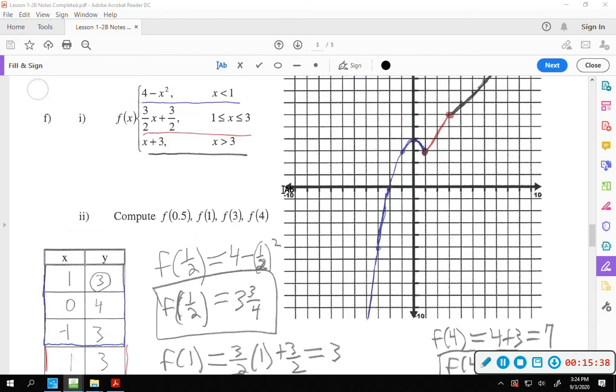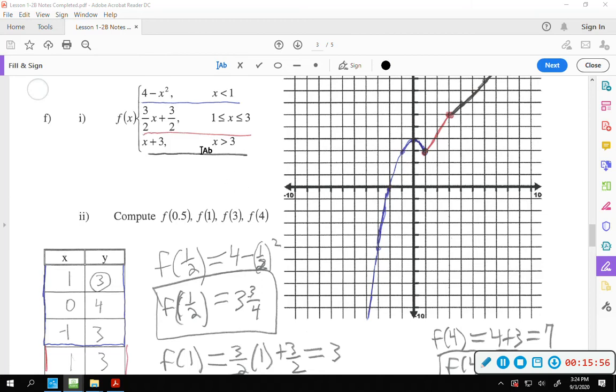And now I'm just going to use the slope to say go up 3 over 2. Up 3 over 2. At 3, notice, at 3, that would be 9 halves plus 3 halves is 12 halves, or 6. And that's a solid dot.